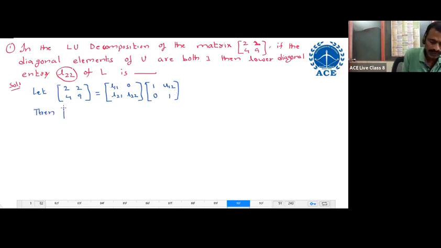Then 2, 2, 4, 9. On the right hand side, find the product of these two matrices only. Row into column. L11 into 1.